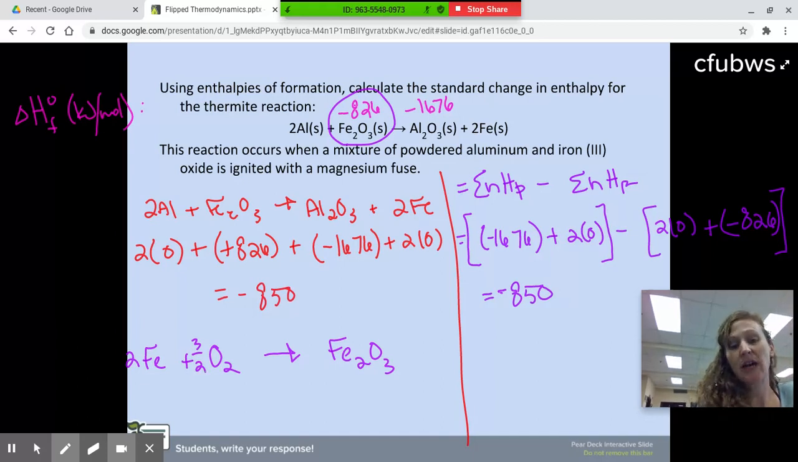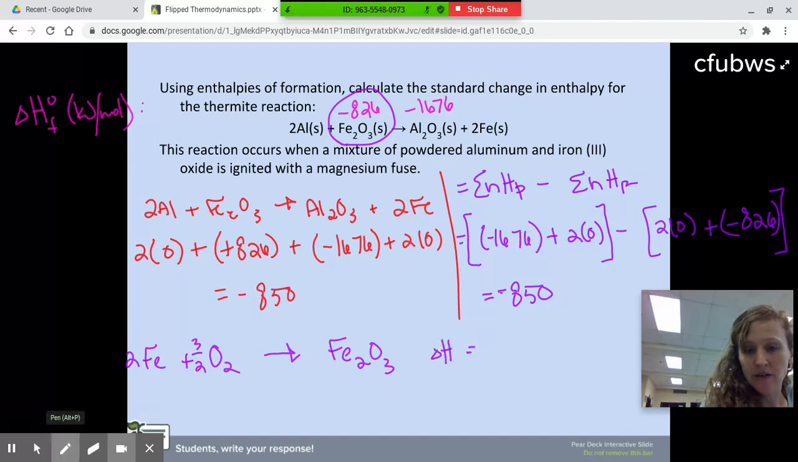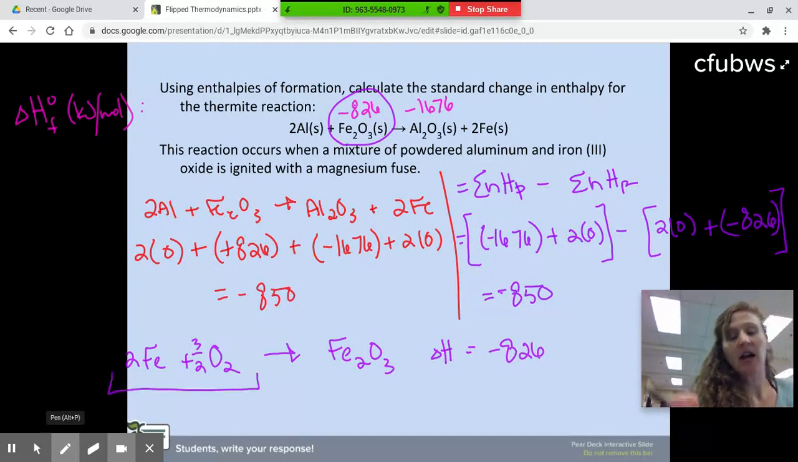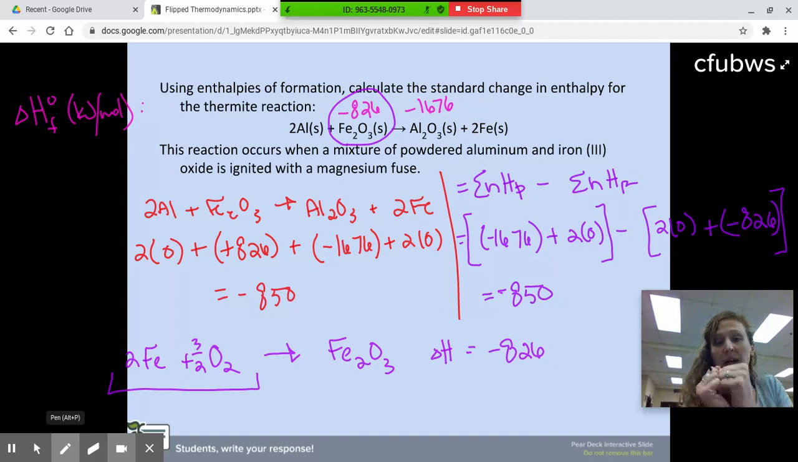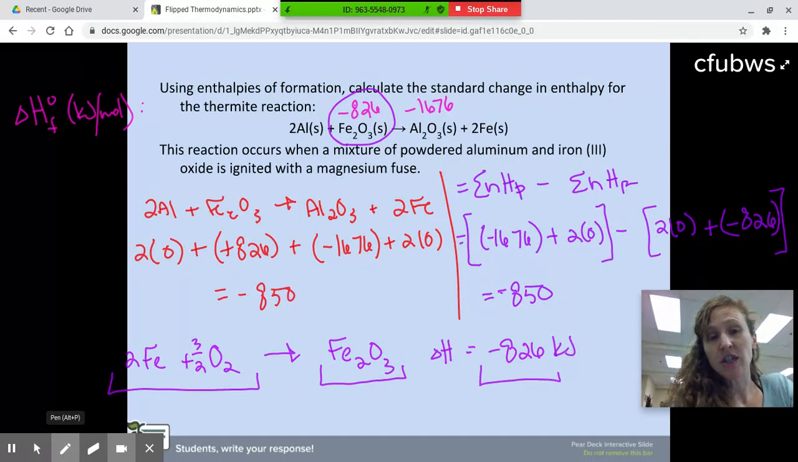Okay, so it's for this reaction. If this reaction proceeds forward, you get an enthalpy of -826. So basically what that's saying is if you take iron and oxygen and you let them combine, you're going to form iron 3 oxide, and that reaction is going to release 826 kilojoules of energy for every 1 mole of iron 3 oxide that's formed, right?